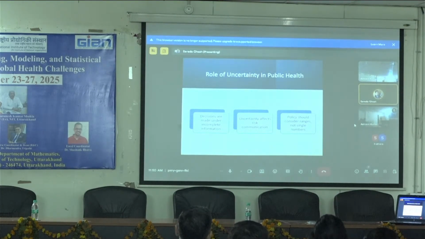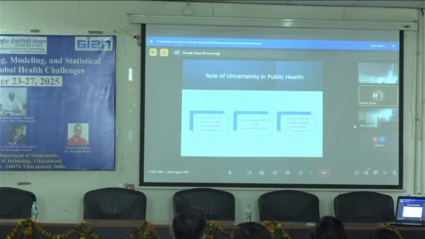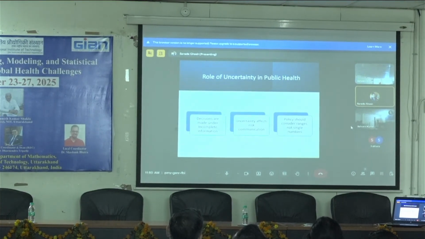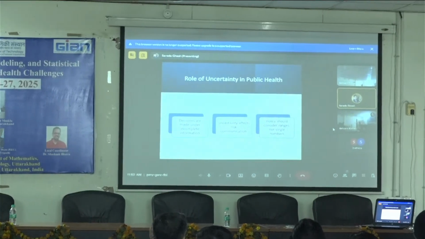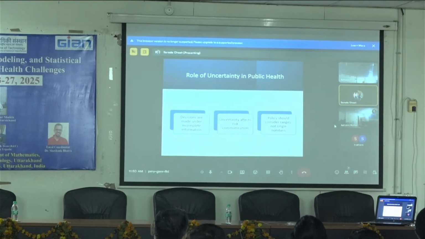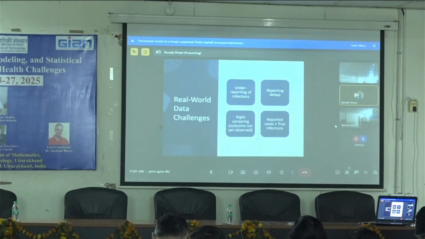So policy should consider ranges, not a single number. This is one of the important factors in the role of uncertainty in public health. We can't conclude from a single number as the result, like 1.1 or 1.2, because we can't take a decision on it. So it's better if we provide a range or an interval, with a lower and upper bound. If we provide it, then we can take a decision after considering any target population.